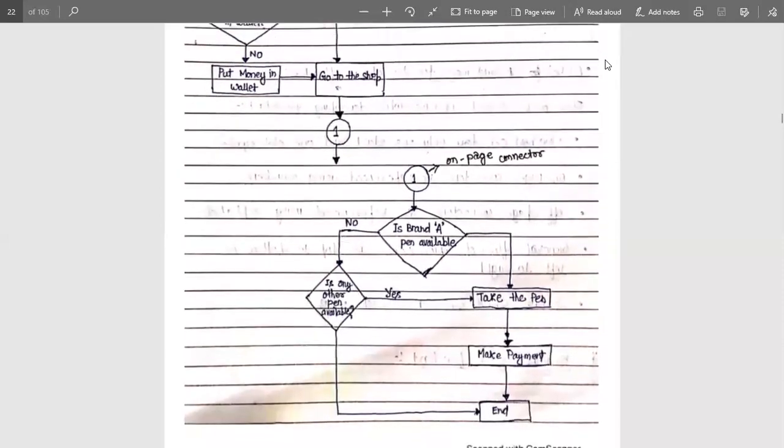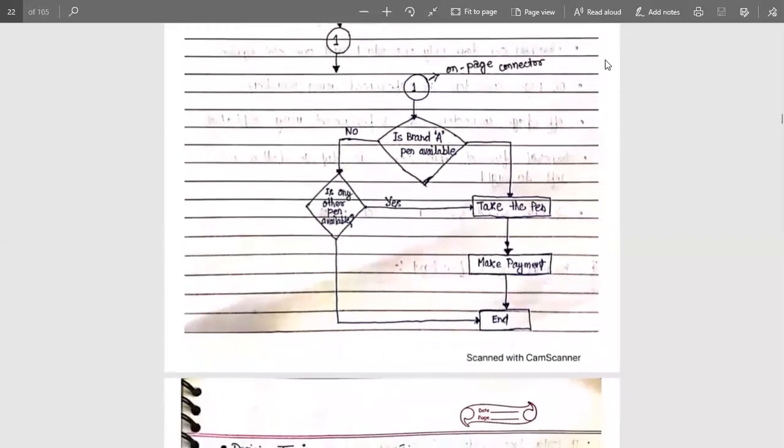Let's take one more example over here. After one, here I am thinking, is brand A pen available? Once he goes to a shop, that means the first process is done. So, is brand A pen available? If it is yes, then he wants to take that particular pen, and if it is no, then the pen is not available. So here we have to check whether the pen is available or not.